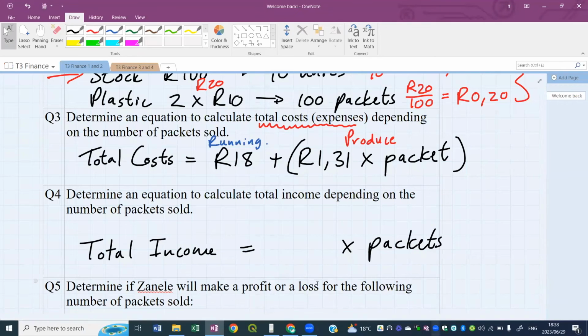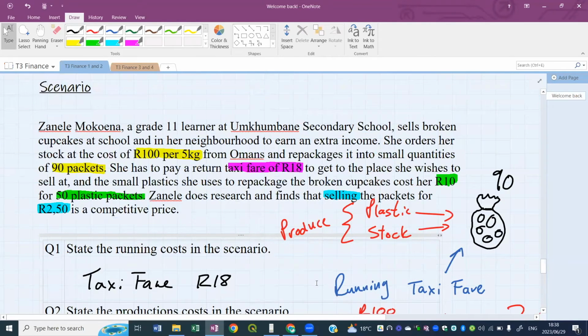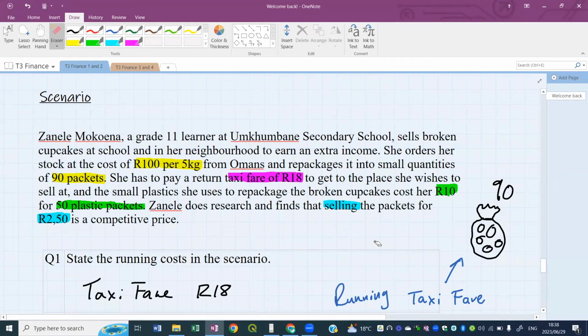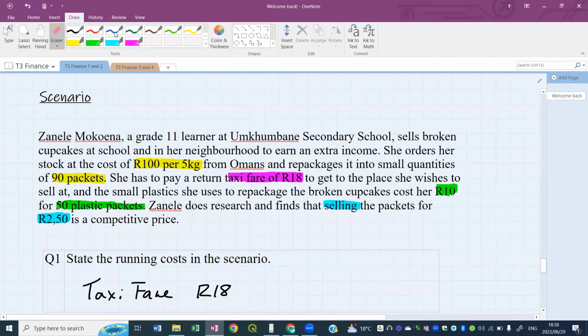Now, where is this value? Let's go up to the story. I wonder if you can see it there. Tiamo, have a look there and quickly tell me for income, money coming in. Where does it talk to you about where she's going to get money coming in for the packets that she sells? You should see a value there in the story.